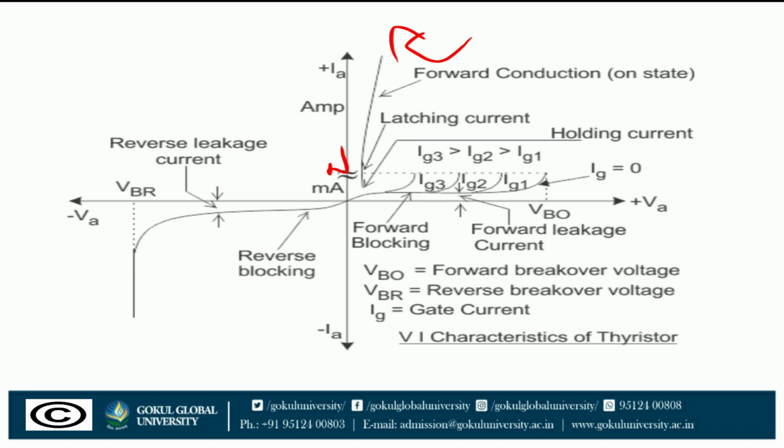A thyristor can be brought from the forward blocking mode to the forward conduction mode by turning it on, either by applying a positive gate pulse between the gate and the cathode, or by a forward breakover voltage across the anode and cathode. Forward conduction mode NK shows that the voltage drop across the thyristor is of the order of 1 to 2 volts depending upon the rating of the SCR.